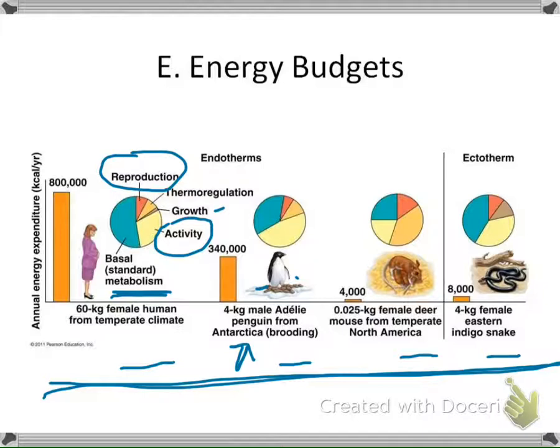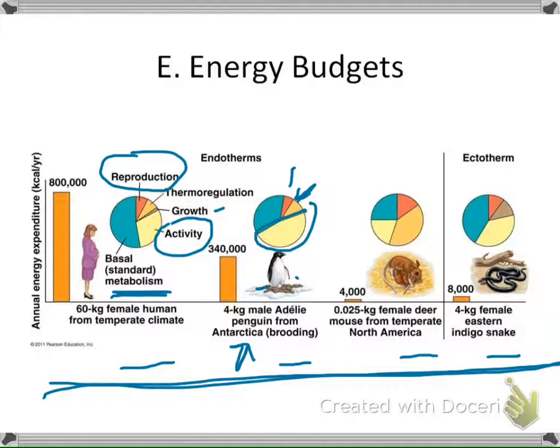A male penguin spends most of its energy on activity. See, it's almost half. Because he has to swim to find food. It's low on thermoregulation, which is this color here, because he's very well insulated and he's large. 6% on incubating the eggs, because he has to incubate the eggs and bring food for the chicks.